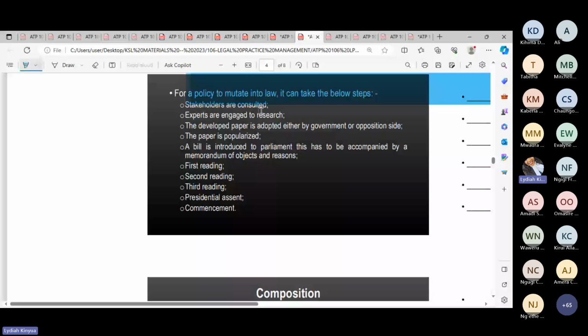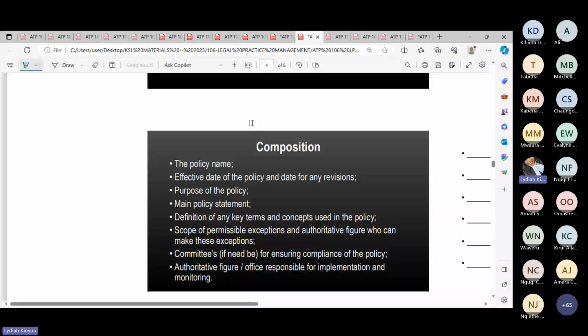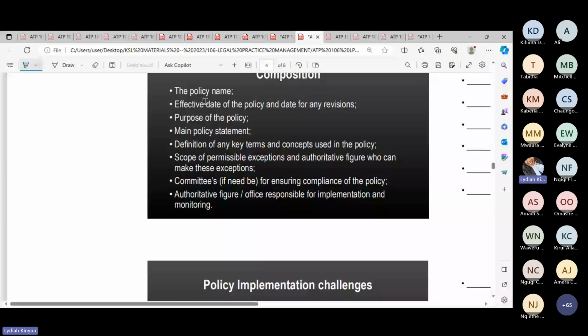So I won't belabor the point. What are the components of your policy? Number one, policy name. You have to have a name for your policy, could be maybe sexual harassment policy. Number two, the effective date of your policy, that is, at what point the policy will take effect. And then you could have the purpose, of course, or objectives of your policy.